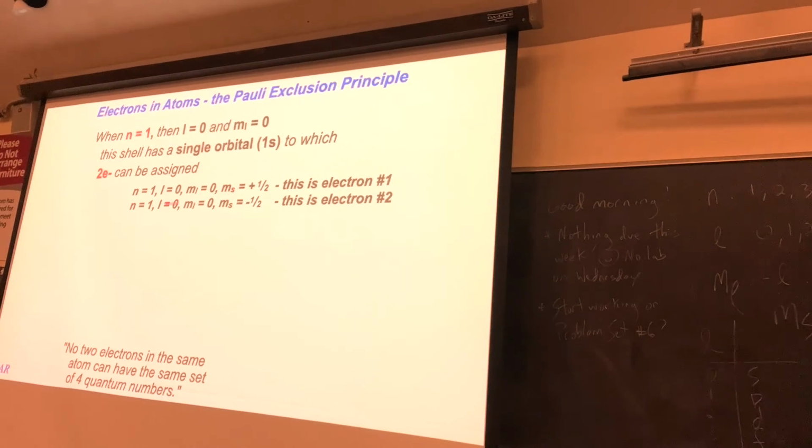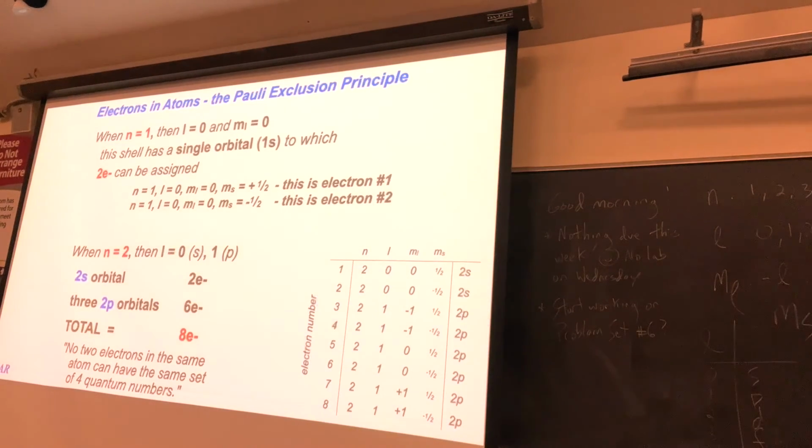So if I want to invite this electron to my party, I'd send it to this address, but if I don't want this electron to be invited, I wouldn't send one to that address. Okay. Now, when n equals 2, the second street, now L values, the subshell, the number of houses, starts at 0, goes up to n minus 1, so 0 and 1. So this street is going to have a 2s and a 2p house, okay?